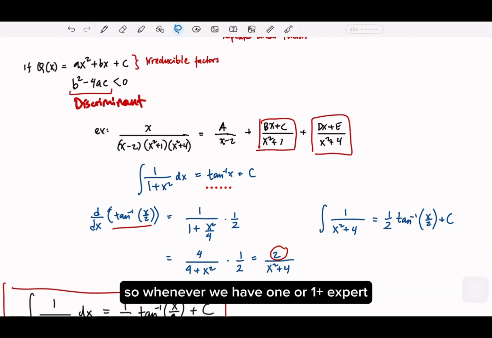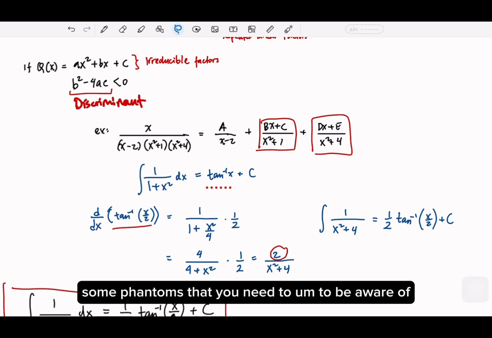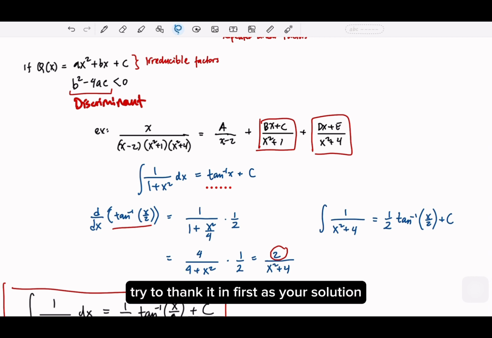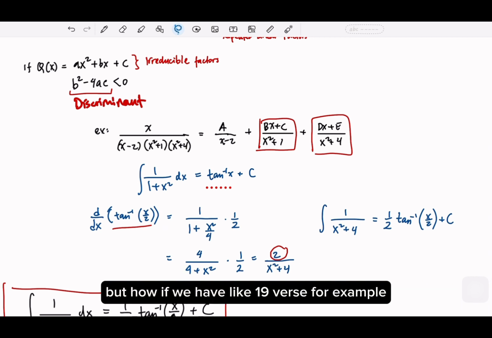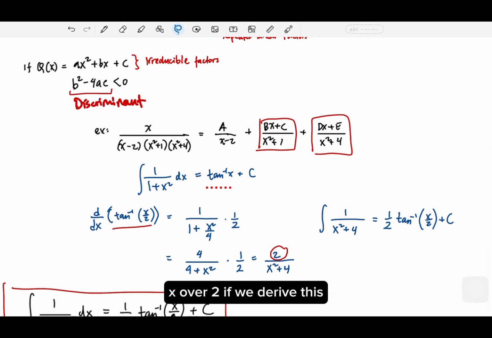So whenever we have 1 over 1 plus x squared, we can try the tangent inverse. Okay, this is also some patterns that you need to be aware of. Sometimes when the irreducible factors appear, maybe you need to try the tangent inverse as your solution. But what if we have tangent inverse of x over 2, if we derive this, we have this, right?